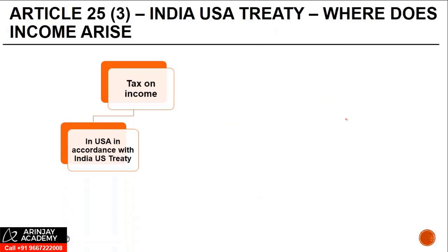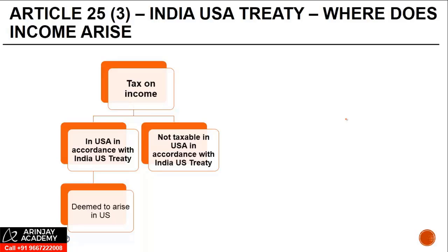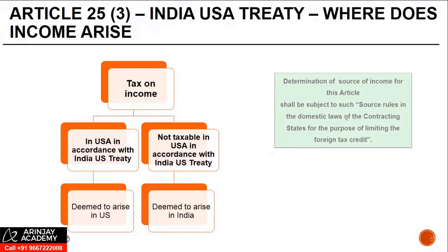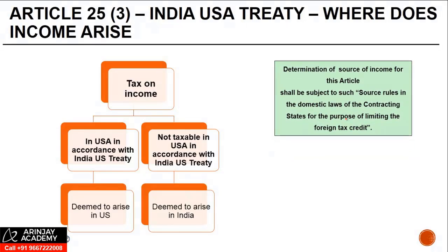So tax on income in the USA in accordance with the treaty shall be deemed to arise in the US. Not taxable in the US according to the treaty, it shall be deemed to arise in India. Determination of source of income for the purpose of this article shall be subject to such source rules in the domestic laws of the contracting states for the purpose of limiting foreign tax credit.